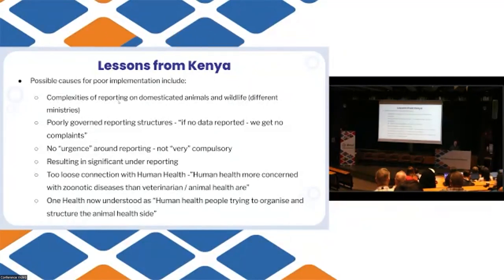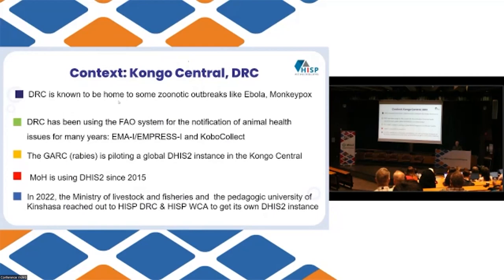And also what they complain about a bit is that One Health is very often understood as human health people trying to educate the animal health people. So that's some kind of disagreement between the camps. So these are the lessons from Kenya, and then we move to DRC and see how we can apply these lessons to strengthen, in particular, the animal side of things in DRC.